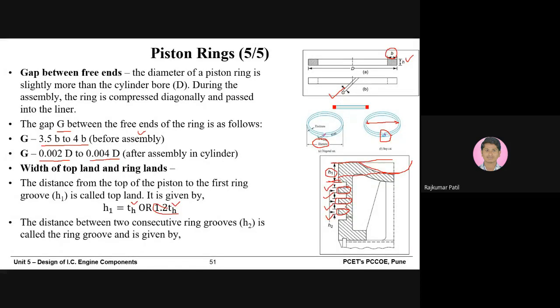Again, the distance between two consecutive ring grooves is denoted by H2, here you can see. It is generally taken between 0.75 H to H. So if you know the H of the rings, then you can find out the distance between the two consecutive ring grooves, that is the ring land distance, and it is 0.75 H to H.